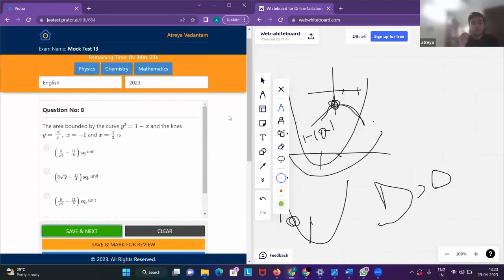Okay. The area bounded by the curve y squared equals 1 minus x and the line y equals mod x by x. Essentially, y is plus or minus 1. y equals mod x by x is actually signum of x. So when x is positive, it's positive. Otherwise, it's negative. So if you draw the curve, y squared equals 1 minus x is a parabola. It's a horizontal parabola, leaning towards the negative x-axis.